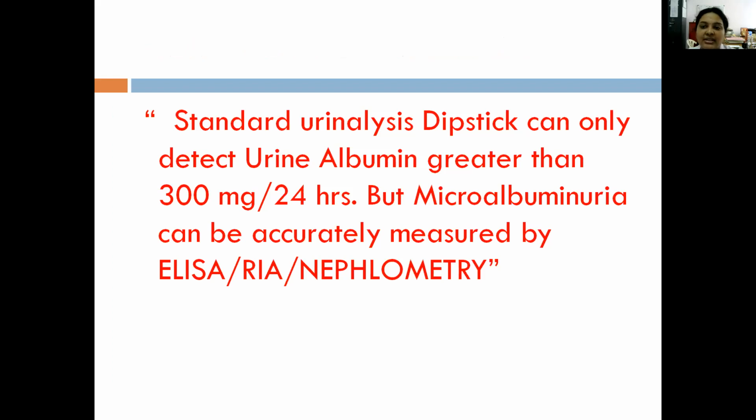So, a standard urinalysis dipstick can detect urine albumin greater than 300 mg, but microalbuminuria cannot be detected because the range falls between 30 to 300 mg. Hence, it can be accurately measured by either ELISA, RIA, or nephelometry.